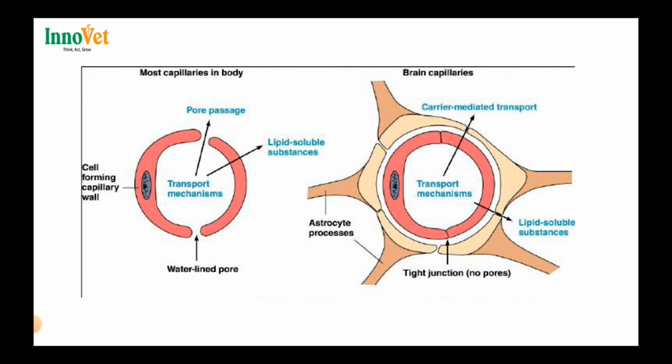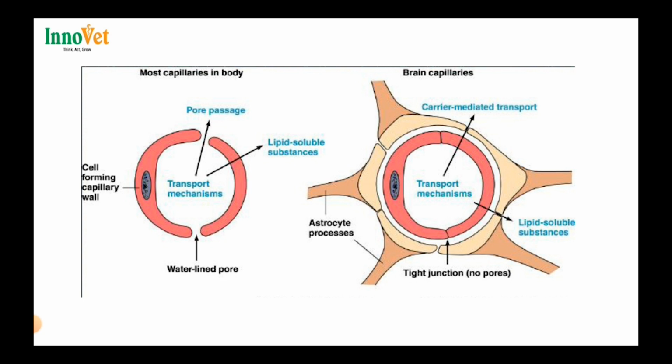So here we can see a diagram of most capillaries in the body and then the brain capillaries. We can see that most capillaries have pores for passage, that is the water-lined pores or the aqueous pores, but the blood-brain barrier has tight junctions, and these tight junctions are simply there to act as safety buffers, because we all know that the brain is a very sensitive organ.